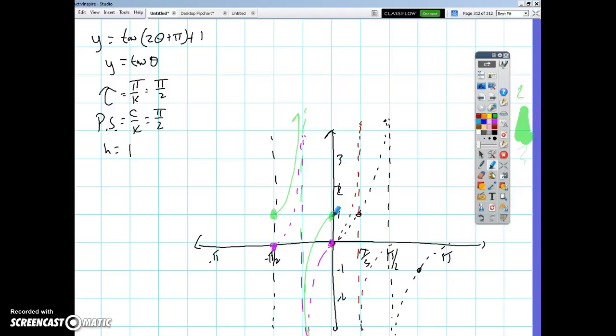Now, once I've done this, how do I finish up my graph? Repeat the pattern, right? So I'm going to do this now. Asymptote. Bring it back in. Go on up. Bring it back in. Go down.